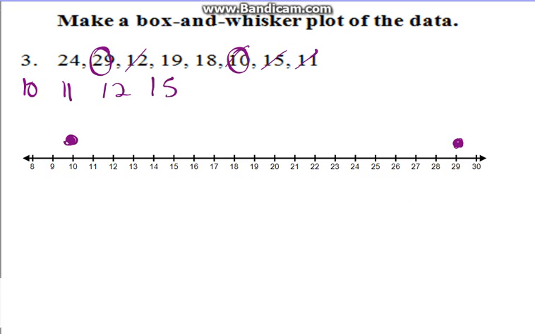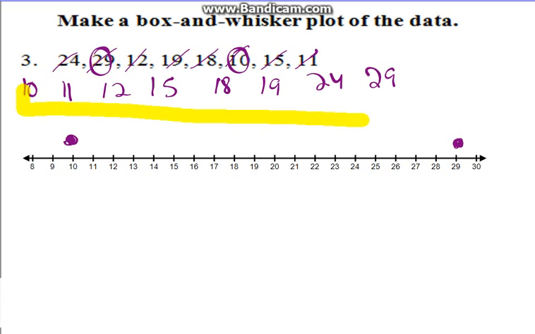15, 18, 19, 24, and 29. All right, so now we want to get our median, and that means we're going to, again, go from the outside in.